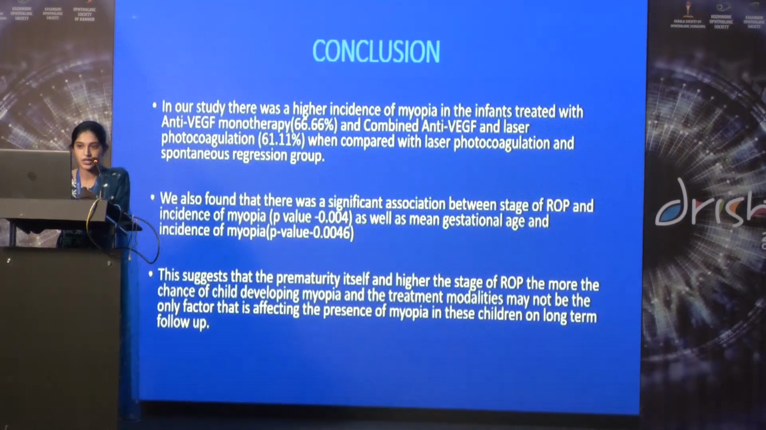So to conclude, in our study, we have a higher incidence of myopia in infants treated with anti-VEGF as well as the combined therapy. We also noted that there was a significant association between stage of ROP and myopia, as well as the mean gestational age and myopia. This suggests that prematurity itself and a higher stage of ROP give more chance of the child developing myopia, and the treatment modalities may not be the only factor affecting the presence of myopia in these children on long-term follow-up.